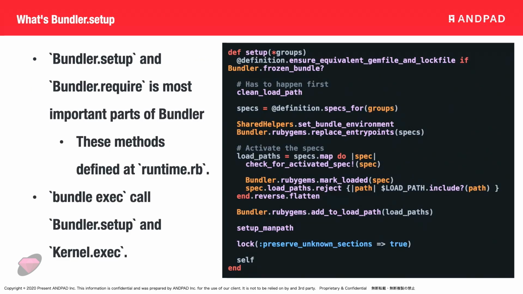What happens when you run the bundle exec command? It will call the Bundler setup method. This method is only 20 lines like this, so we will investigate it. This Bundler setup method sets up Bundler-prefixed environment variables and modifies related environment variables like PATH, RUBYOPT, RUBYLIB and others. After that, it calls the bundle exec command with Kernel exec at last.